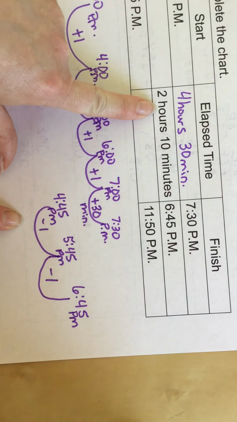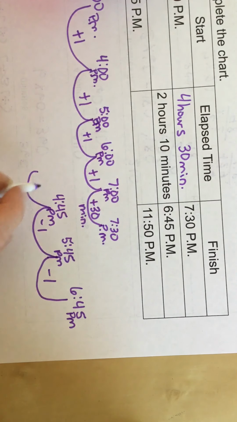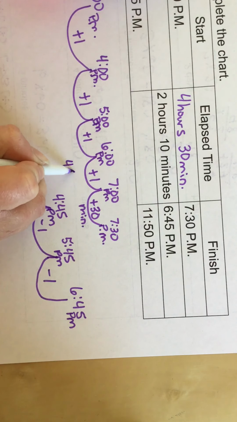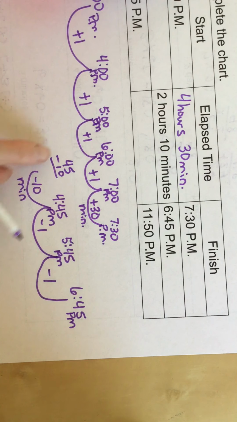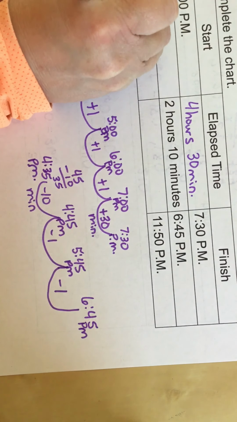So now I got my hours done. I need to subtract my minutes. So I'm going to subtract 10 minutes from 4:45. And we know 45 is the minutes. So I'm going to simply just subtract 10 from 45, and I get 35. And it doesn't change my hour, just my minutes. So my start time is 4:35 p.m.